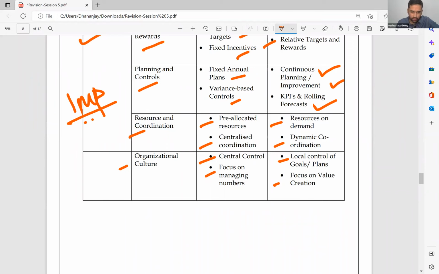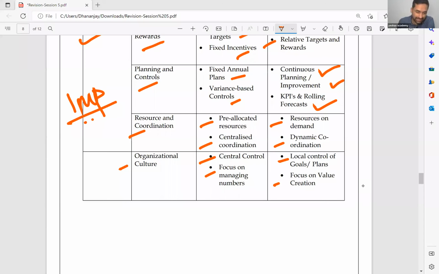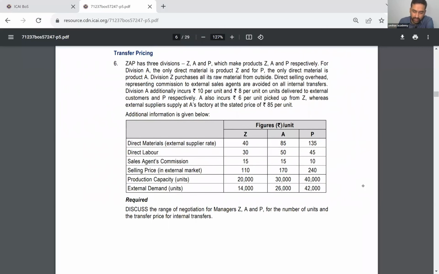Yes, there was a question on transfer pricing. Let me just share screen with you. Here it is. Transfer pricing question. Question number 6 in the latest RTP. ZAP has 3 divisions, Z, A, and P, which makes product Z, A, P respectively. For division A, only direct material is product Z, and for P, the only direct material is product A. Simple to understand, don't get confused.